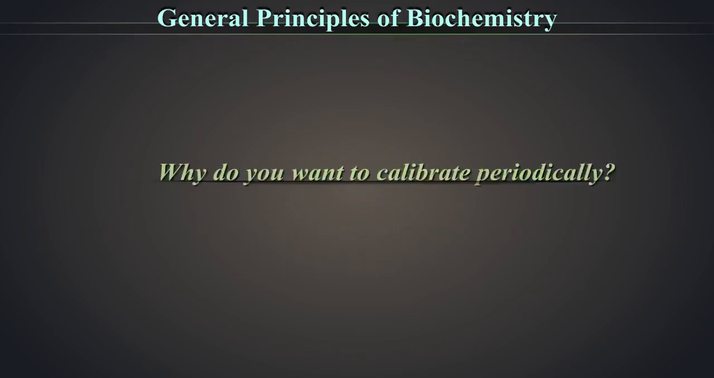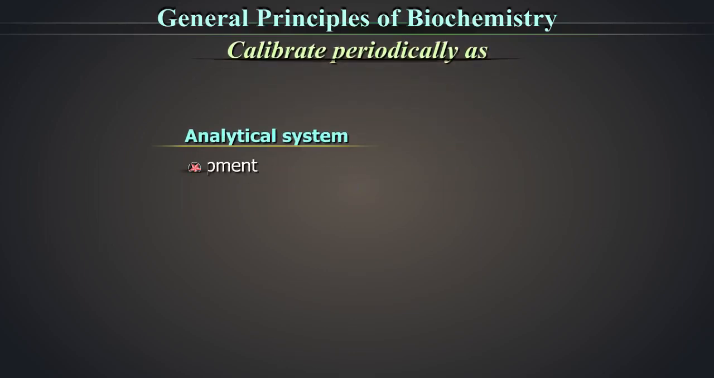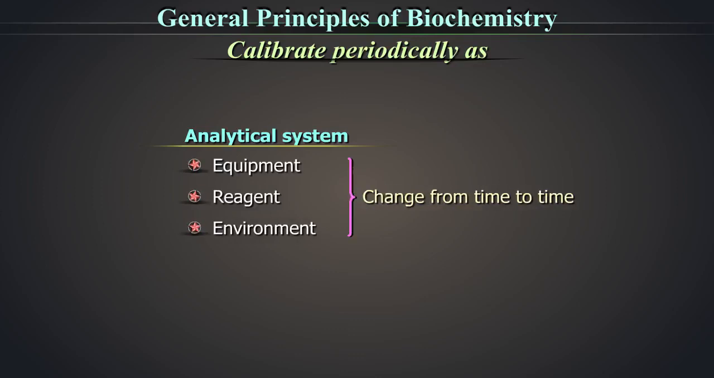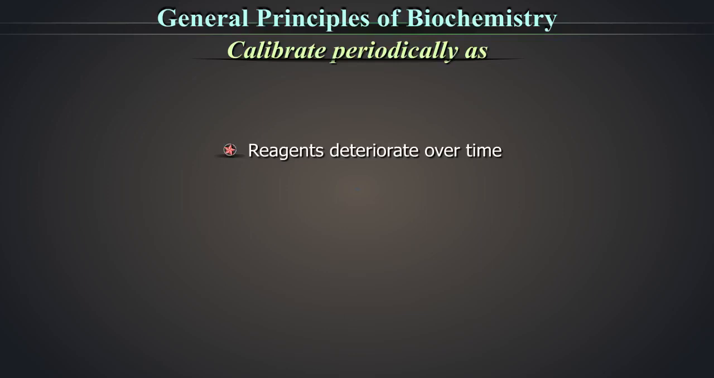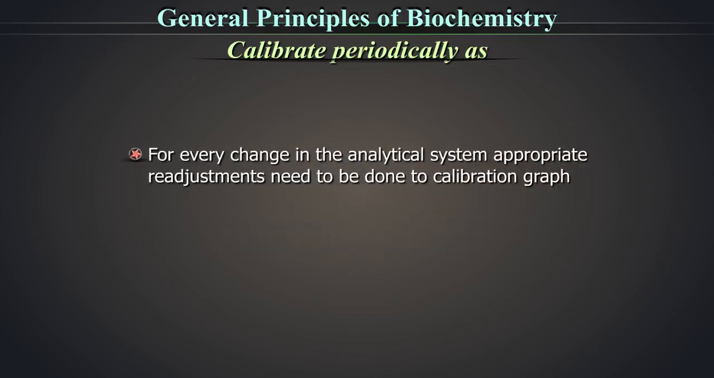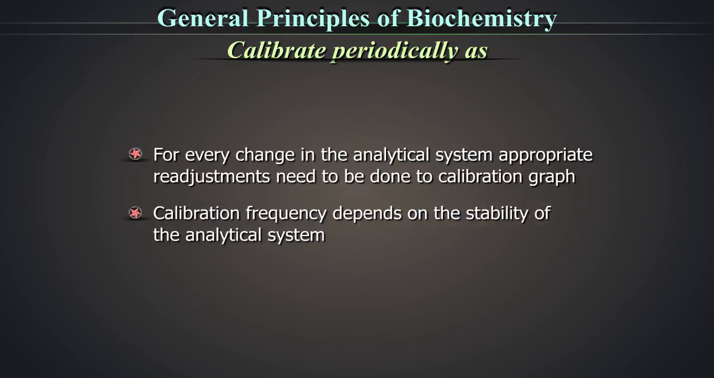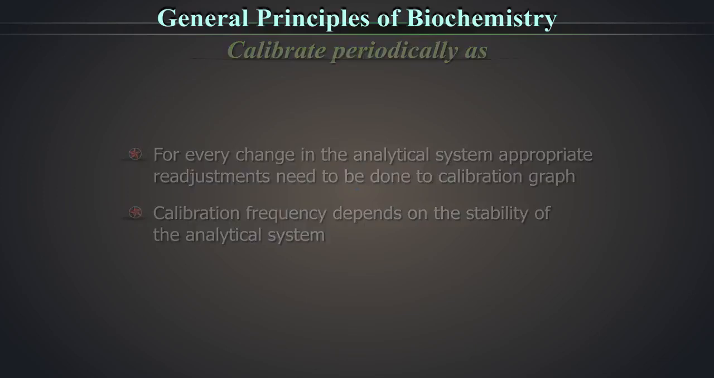Why do you want to calibrate periodically? We have to calibrate periodically as the analytical system, equipment, reagent, and environment change from time to time. Reagents deteriorate over time, equipment has wear and tear, room temperature fluctuates, and so on. For every change in the analytical system, appropriate readjustments need to be made to the calibration graph. So, your calibration frequency depends on the stability of the analytical system.